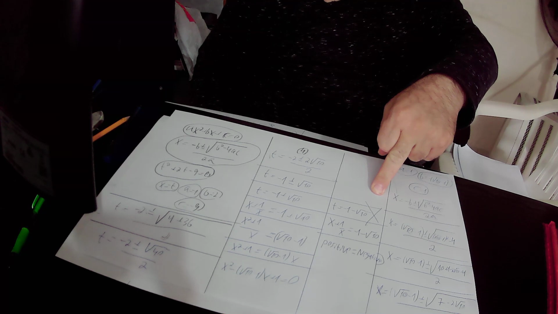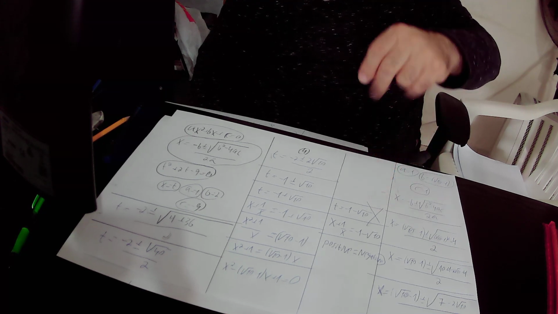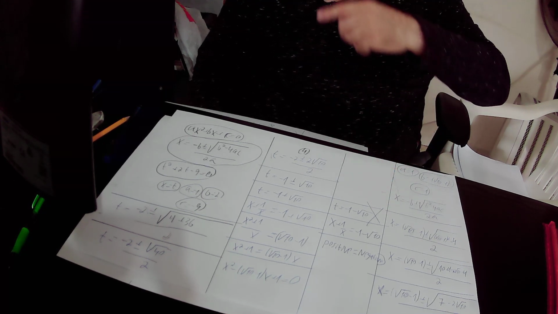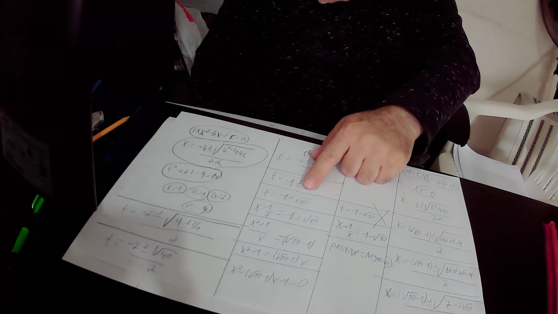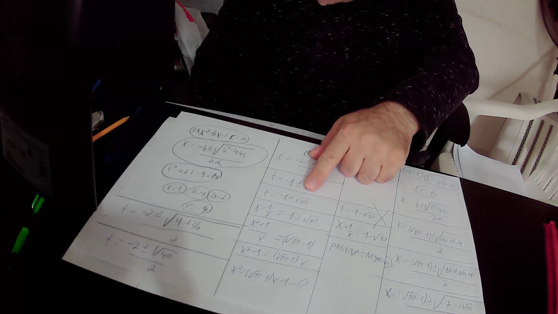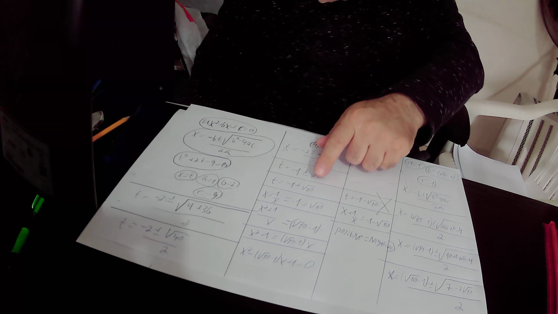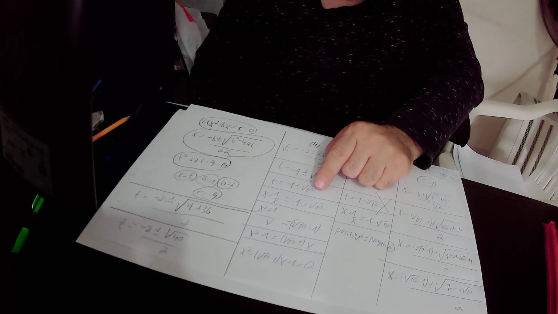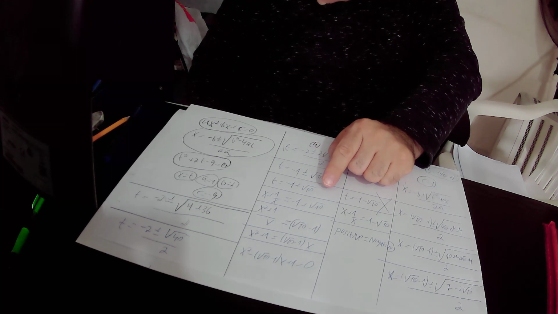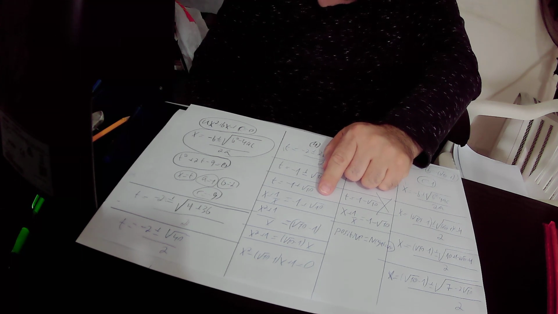This solution is incorrect, and we are left only with the solution that t equals minus 1 plus square root of 10. T, according to our definition, equals x plus 1 over x, and it equals minus 1 plus square root of 10.